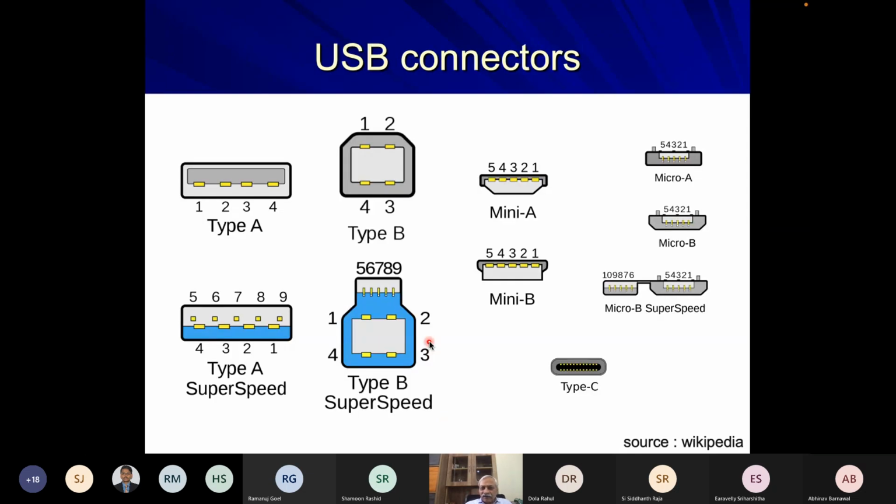There are physical characteristics as part of the specification: type A, type B, type C, mini A, mini B, micro A, micro B. So there are various types of connector which are used. Each is its own, each is a standard one. This type C is looking more complex, but typically you would see four metal contacts, four wires. Two are for data and two are for supply and ground.